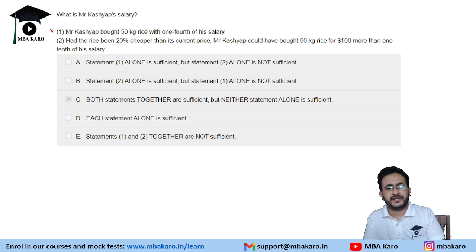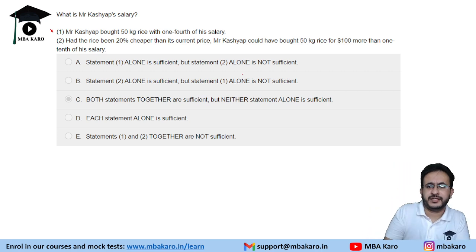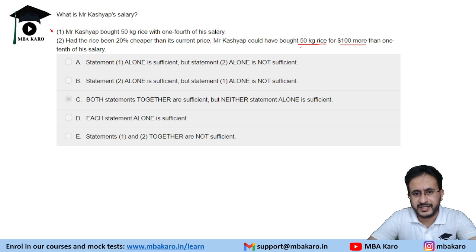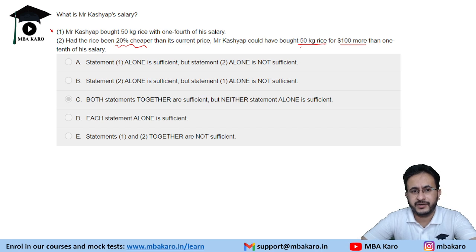Okay, so if the rice was cheaper, he could have bought 50 kg rice. So that will give us that he could have bought 50 kg rice for 1,100 more than 1/10 of his salary. So we do not know how much he is spending. Like in this case also, we are given it is 20% cheaper. Okay, so we get that the price is less. He had bought 50 kg for 100 more than 1/10 of his salary.